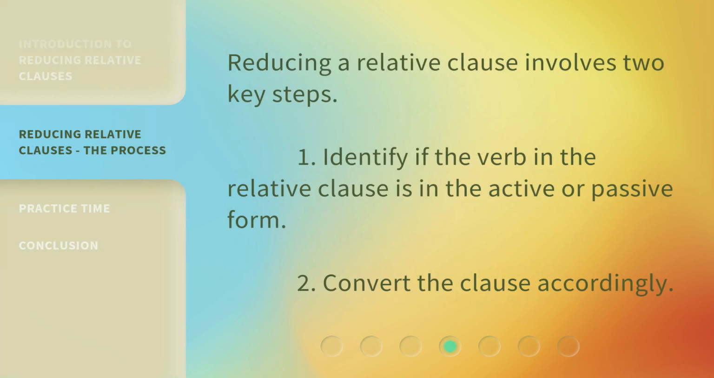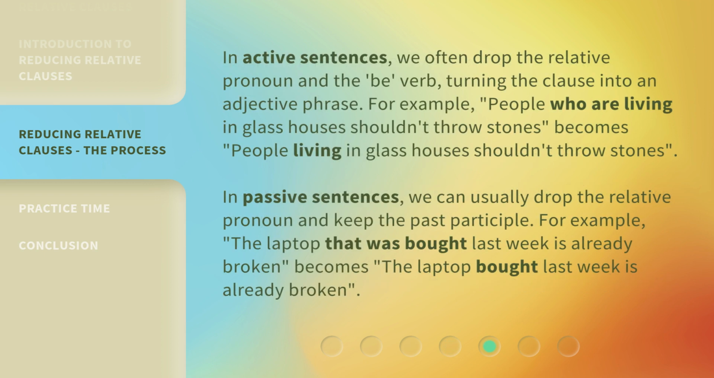Reducing a relative clause involves two key steps. 1. Identify if the verb in the relative clause is in the active or passive form. 2. Convert the clause accordingly. In active sentences, we often drop the relative pronoun and the be verb, turning the clause into an adjective phrase.